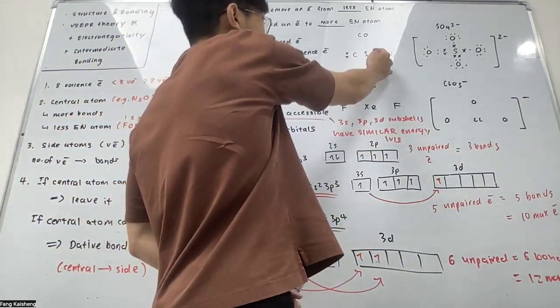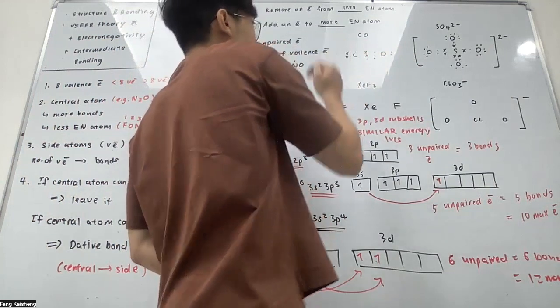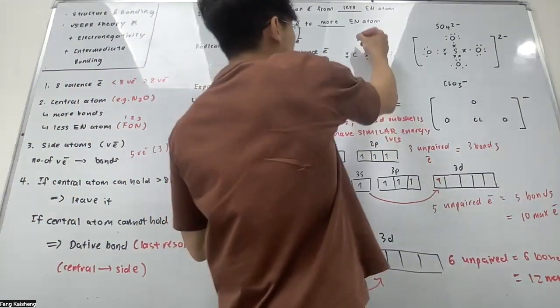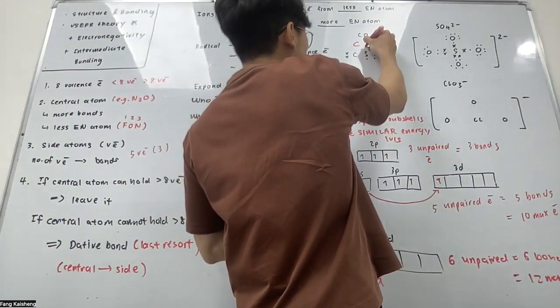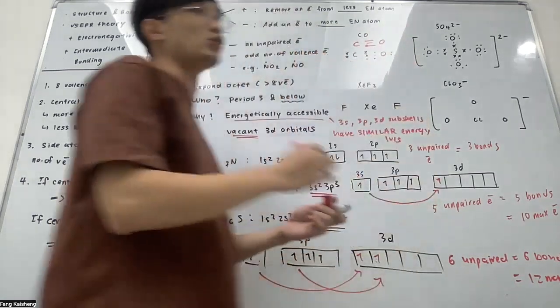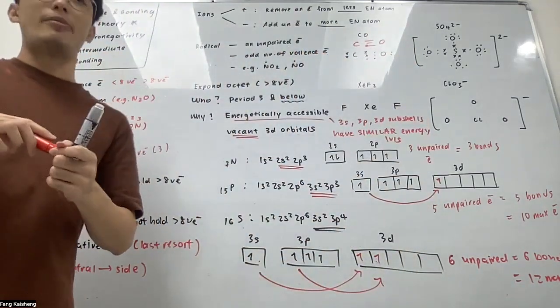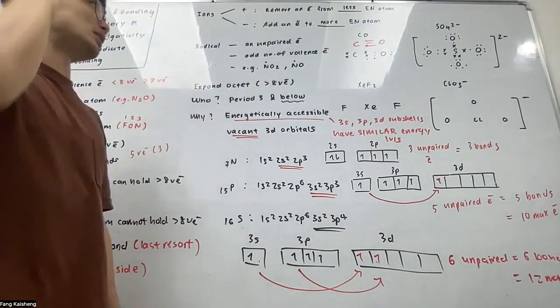So both of them will have 6 from the middle and then 2 at the side. 6 from the middle, 2 at the side. So that's why carbon monoxide actually looks like this: a double bond and a dative bond. So it's a triple bond actually.